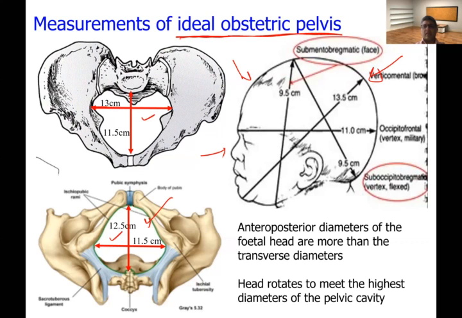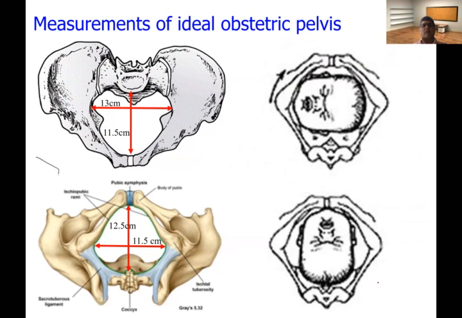So what happens is that the head rotates between the inlet and the outlet to meet the highest diameter of the inlet and the outlet. At the inlet, the head is usually in a transverse position, and at the outlet, it has to turn 90 degrees to come up to that position. The face, the mouth, can be on this side, then the forehead on the other side. It can change. Whatever it is, it has to rotate 90 degrees from inlet to the outlet. So that is also another point.